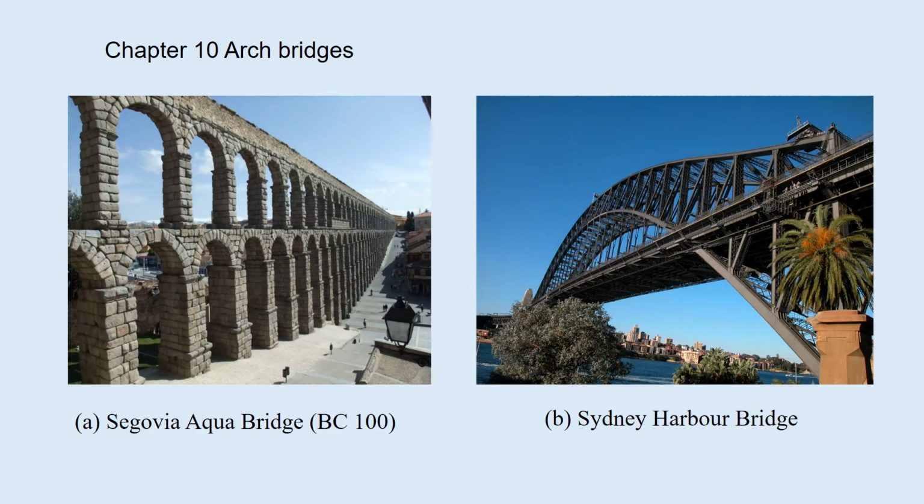Chapter 10, Arch Bridges. The arch bridge was constructed even in the Roman era and still stands today. The Segovia Aqua Bridge is one of the good examples. The steel arch bridge can be used for long span. The Sydney Harbour Bridge has a span length of 503 meters.